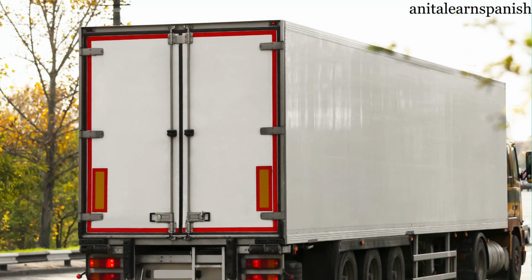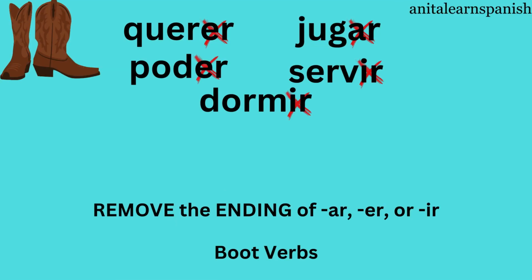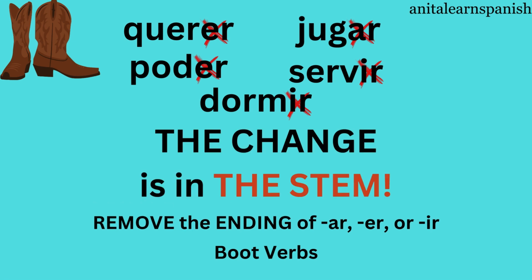Okay, so remember, an infinitive is a verb in its original form, and it can mean to whatever in English. So with a stem changing verb, we're taking that infinitive, the original form of the verb, and we are removing the ending. And of course, what we're left with is called the stem. And now we change the stem.